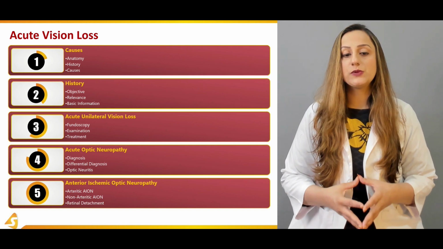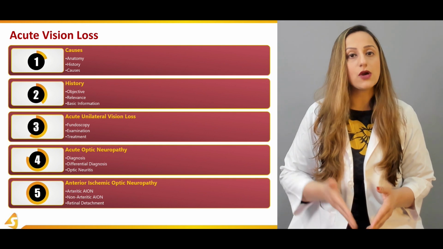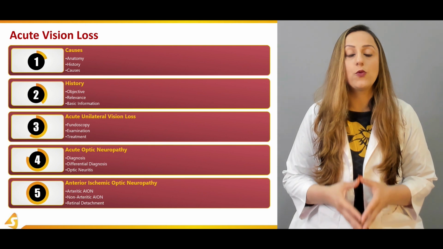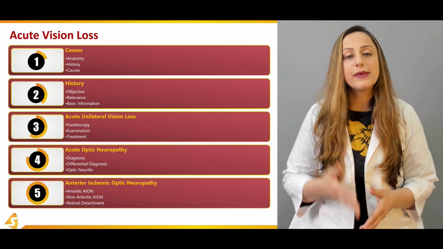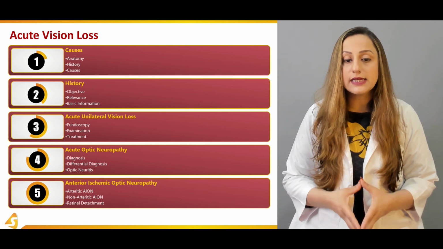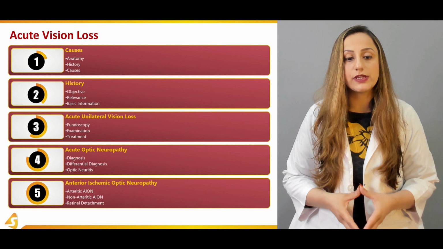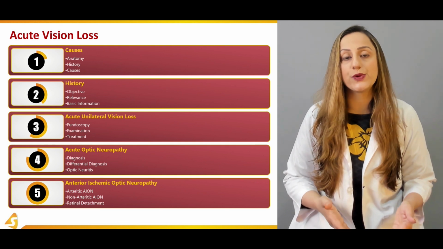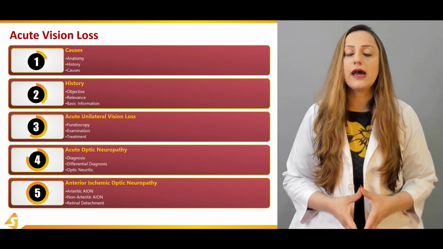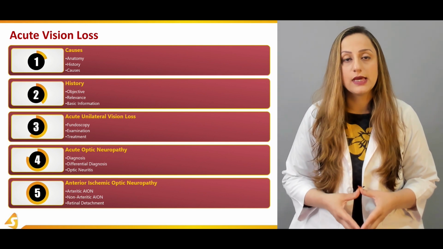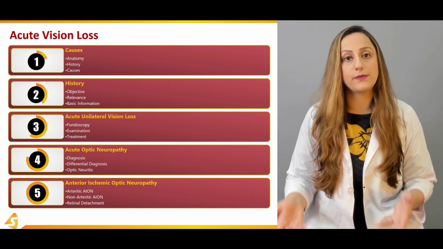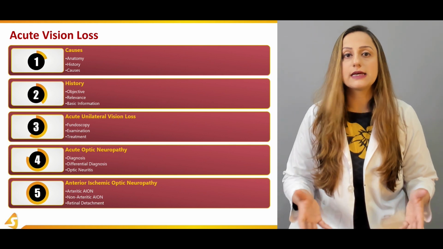In the fifth section, we'll be discussing anterior ischemic optic neuropathy. This is again very important. It's one of the causes of painless and sudden loss of vision. The arteritic AION will be discussed here. Then we have another kind known as non-arteritic AION. And then we have another very important cause which can lead to a sudden loss of vision, which is again painless. We'll be discussing that here.